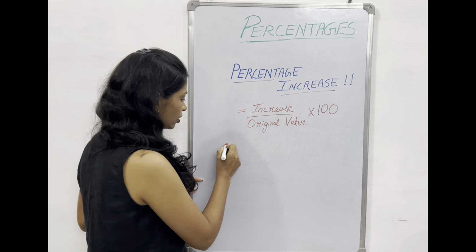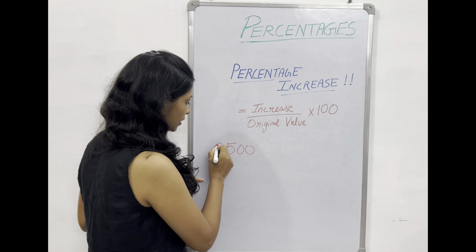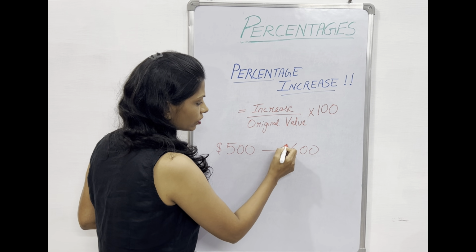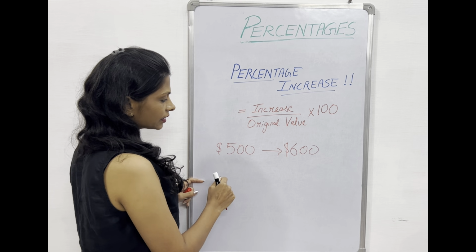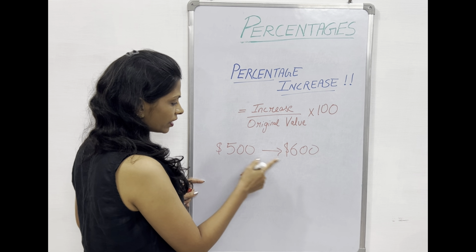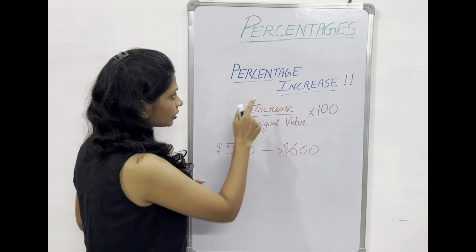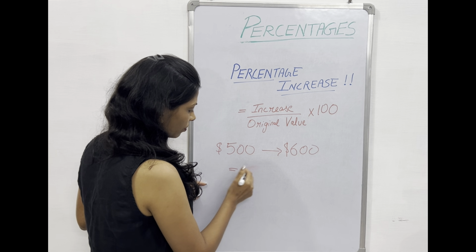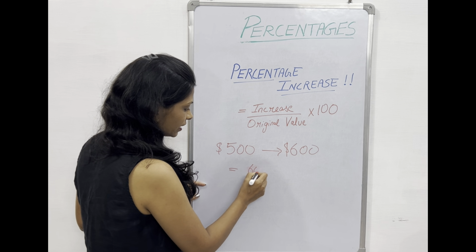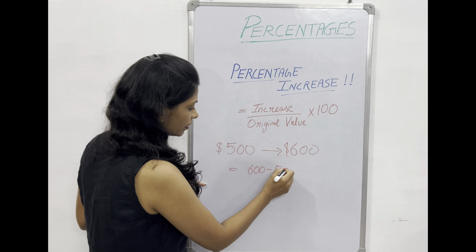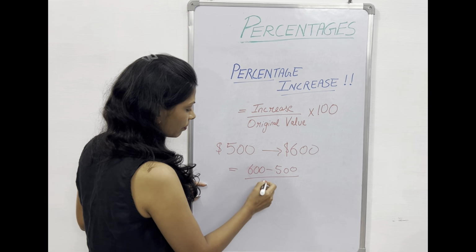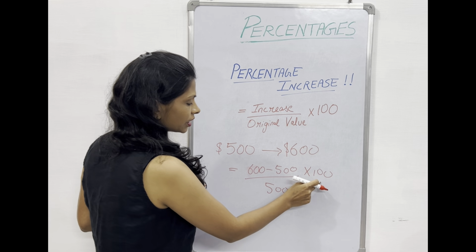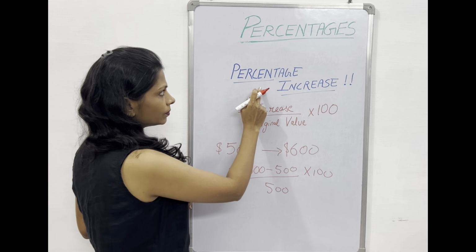Let's say a shirt costed $500 and now the cost has increased to $600. So what is the price increase? Now the difference between 600 and 500 is 100. So the percentage increase would be, let me write the complete formula. The percentage increase would be 600 minus 500 divided by the original amount, which is 500, times 100. Timesing it by 100 gives me the answer in terms of percentage.